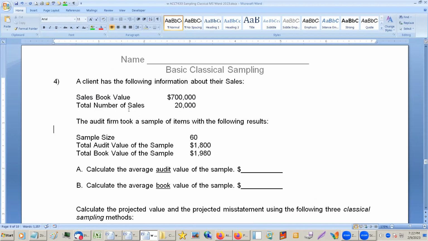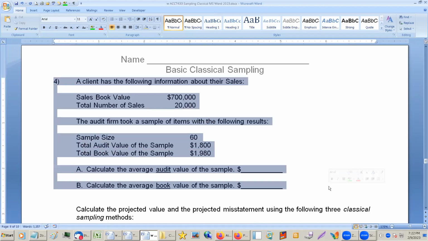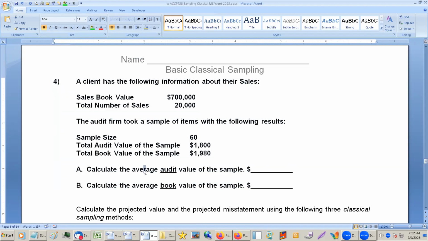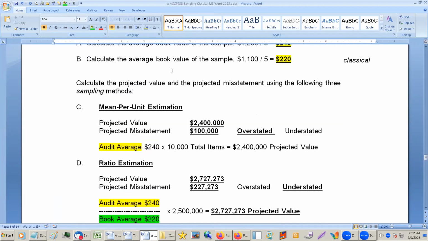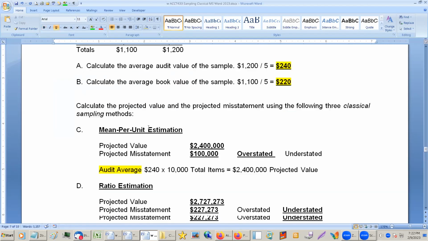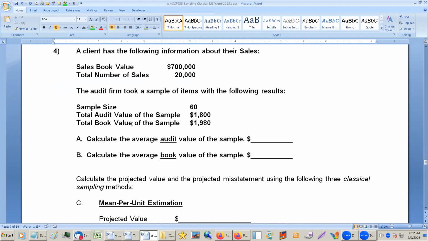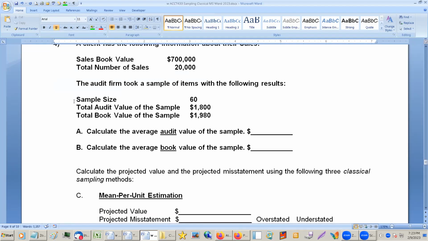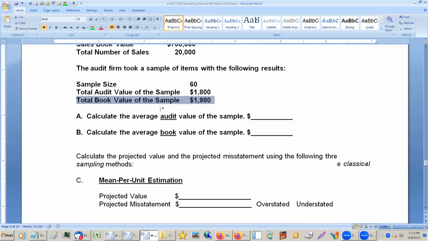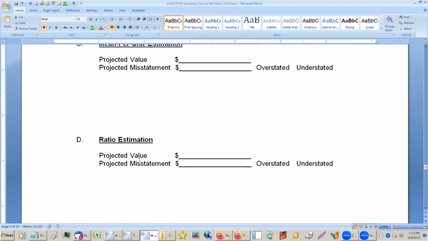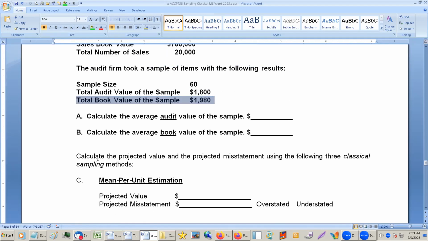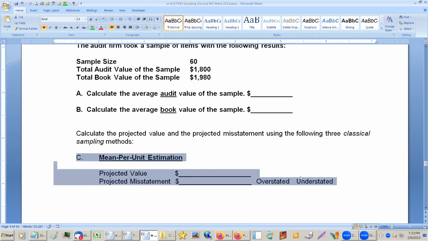Okay, and this is a very common way you'll see it on the CPA exam, where they don't give you a list of things like this. They just say the total audit value of the sample is this, the sample size is this, the total book value of the sample is this. A lot of times they'll be more specific, like what's the projected misstatement using ratio estimation? If you know how to do both of them, you should be fine.